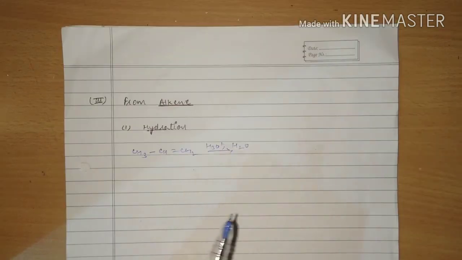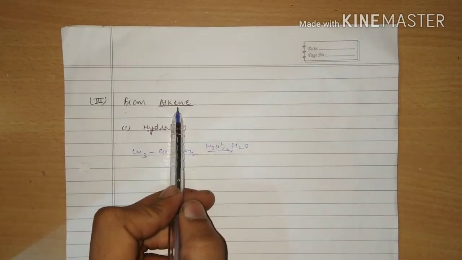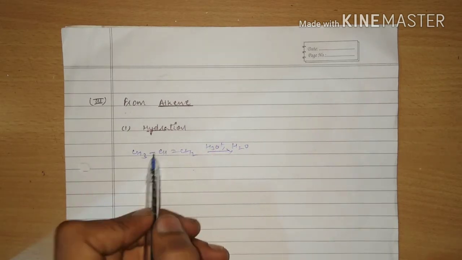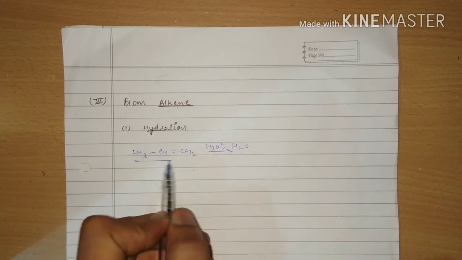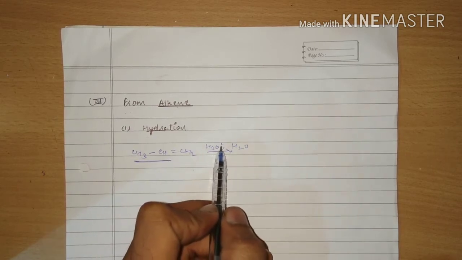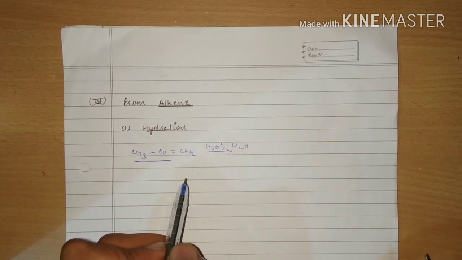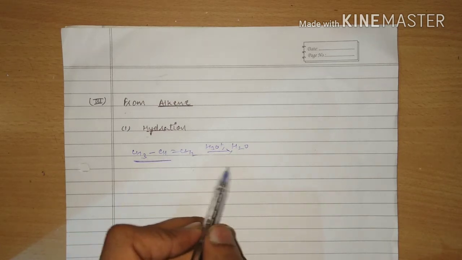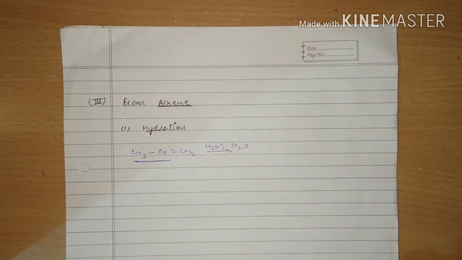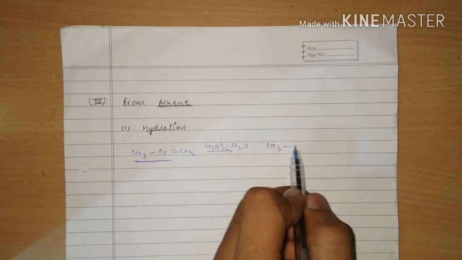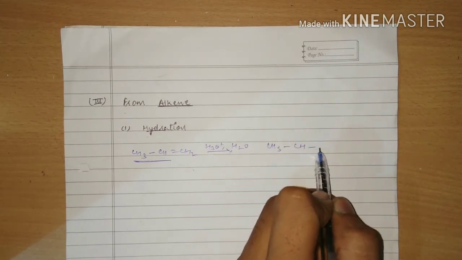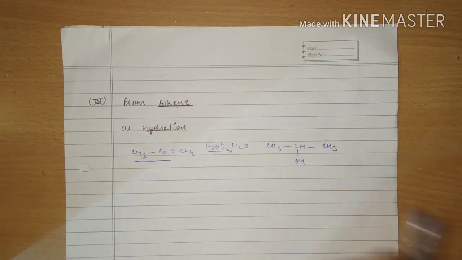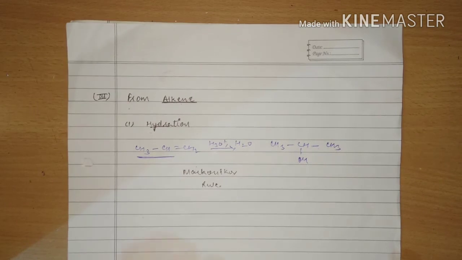Now let's see formation of alcohol from alkenes. It can be done in various ways. First is hydration. In this process, an alkene is reacted with H3O plus in presence of H2O. So in this process, the product is formed using Markovnikov rule. So we will get CH3CH(OH)CH3.